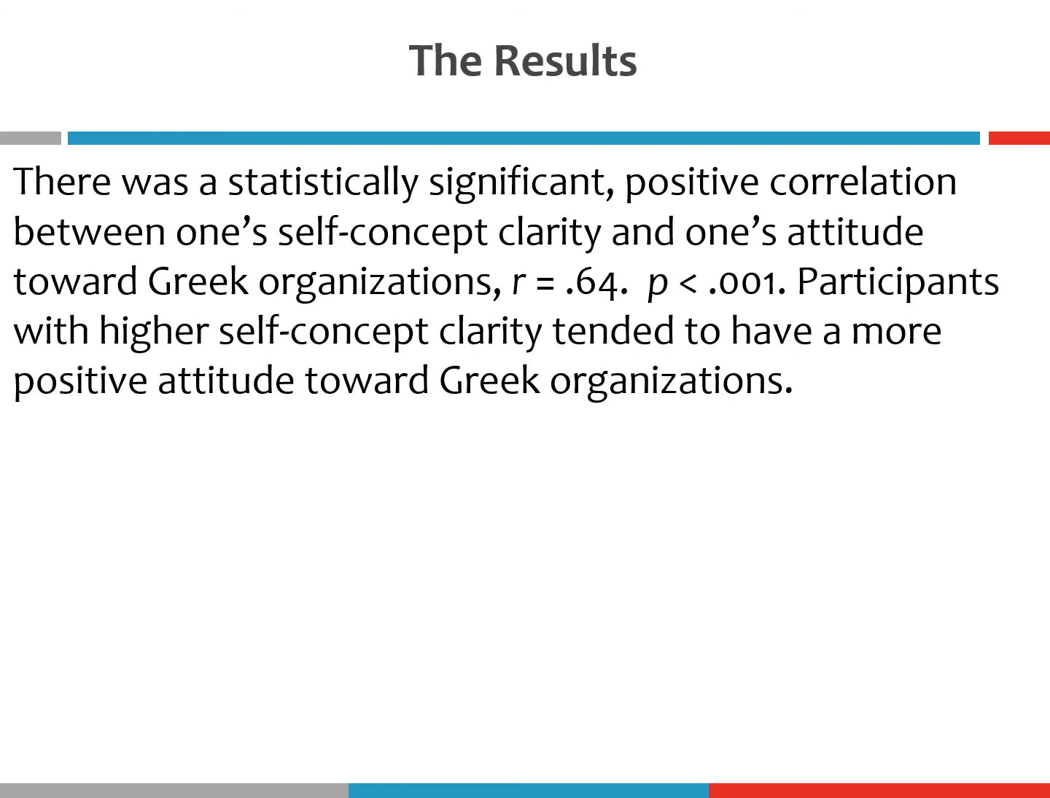Okay, so the last thing I want to show you is the actual results and how we might write those up if we were preparing a manuscript or something like that. So as it turns out, there is a statistically significant positive correlation between one's self-concept clarity and their attitude toward Greek organizations, right? So our Pearson R is 0.64, which is quite a strong correlation. And we interpret based on those statistics that those who have a higher self-concept clarity tended to have more of a positive attitude toward Greek organizations.